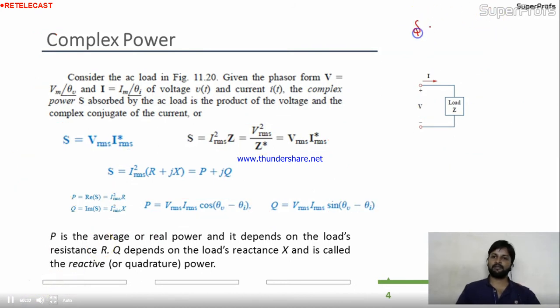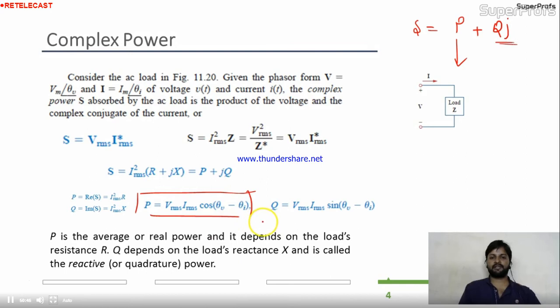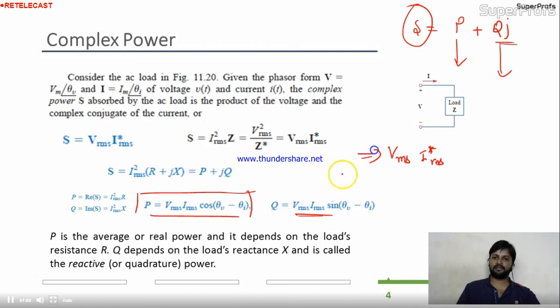You have the apparent power S, the active power P, and the reactive power Q, which is the imaginary power, where P is given by this formula. P is nothing but Vrms Irms into cos(theta V minus theta I). Q is the reactive power given by Vrms Irms sin(theta V minus theta I). S is the apparent power, the complex power, given by Vrms into the conjugate of Irms. This is the formula you can use for it.